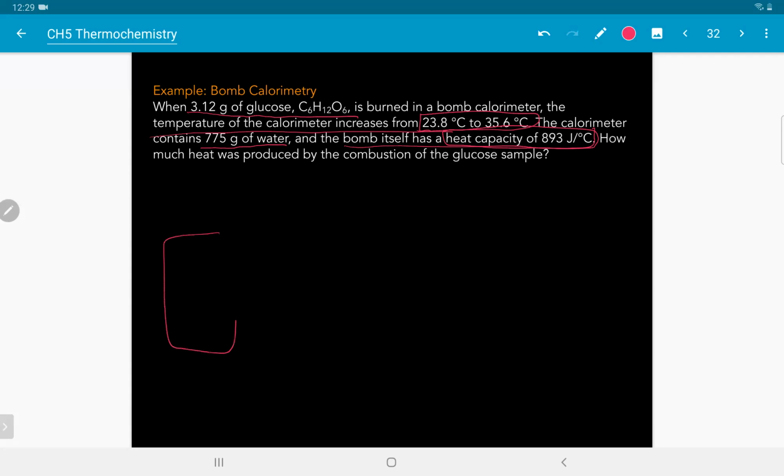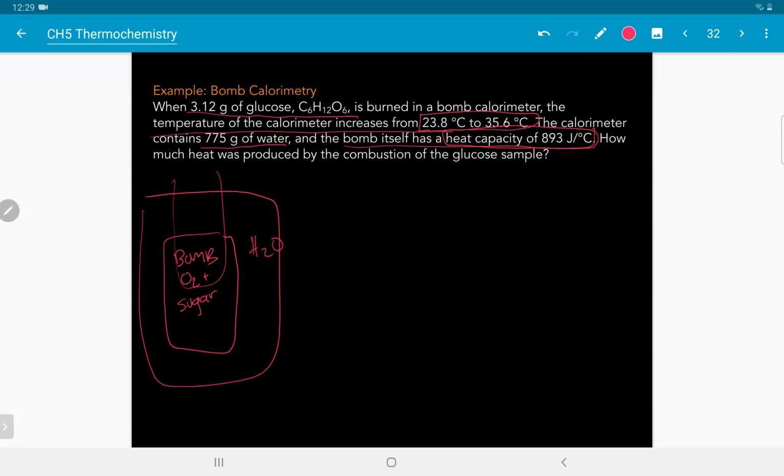So if we think about our bomb calorimeter, we've got it surrounded by water on the outside, and here's our bomb, and inside it's got oxygen and sugar, glucose. That's ignited from those little electrical cords, and that creates a combustion reaction, and that gives off heat and heats up the water outside the bomb. So what's our system and what's our surroundings?